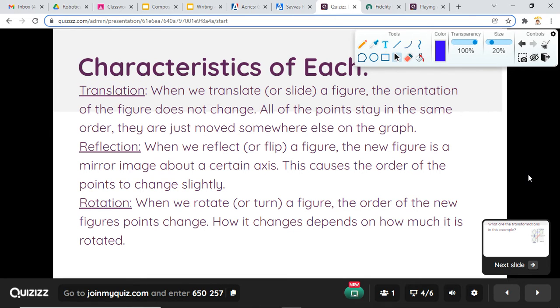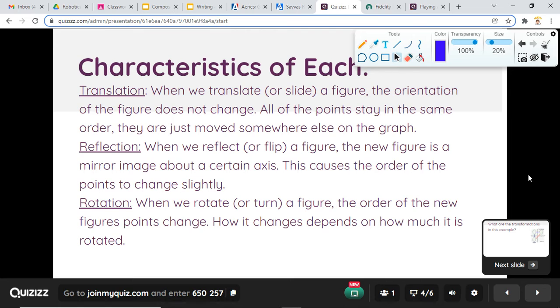So the first thing we could talk about here is a translation. When we translate or slide a figure, the orientation of the figure does not change, meaning your A's, B's, and C's, or the letters of each point, are going to stay in the exact same spot. All of the points stay in the same order. They're just moved somewhere else on the graph. This is why we call it a slide, because you're simply sliding it somewhere else on your X and Y coordinate plane. Now, how about a reflection?